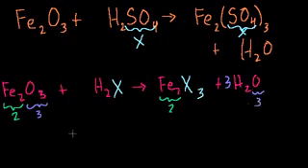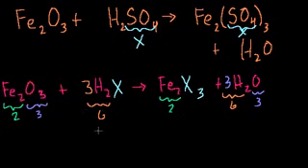And then finally, let's look at the hydrogens. How many hydrogens do we have here? We have 6 hydrogens now on the right-hand side. 6 hydrogens here, 3 times 2. And we want to have 6 hydrogens here. So we have to have 3 of these molecules. And then finally, let's look at the sulfate group, that X. We have 3 X's here. And lucky for us, we have 3 X's over there.